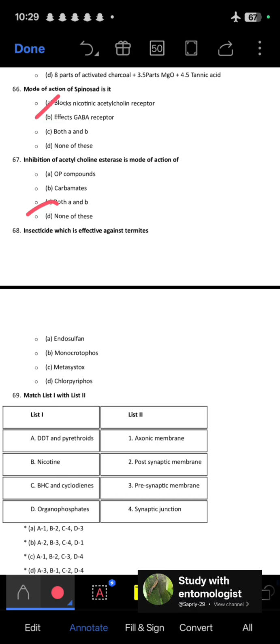Next, which insecticide is effective against termites? Here the answer will be chlorpyrifos. It is very effective against termites.